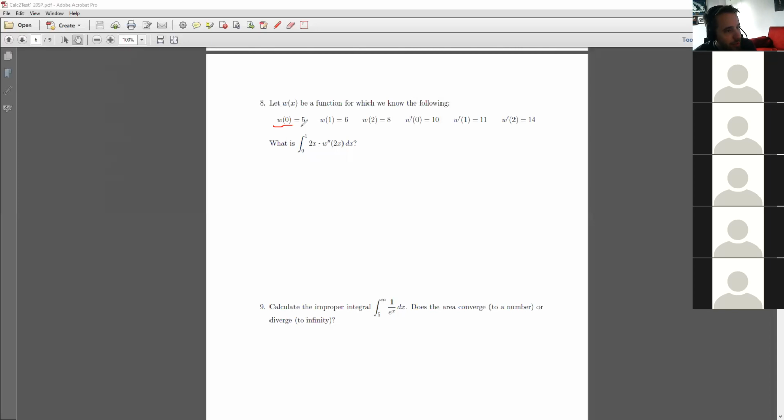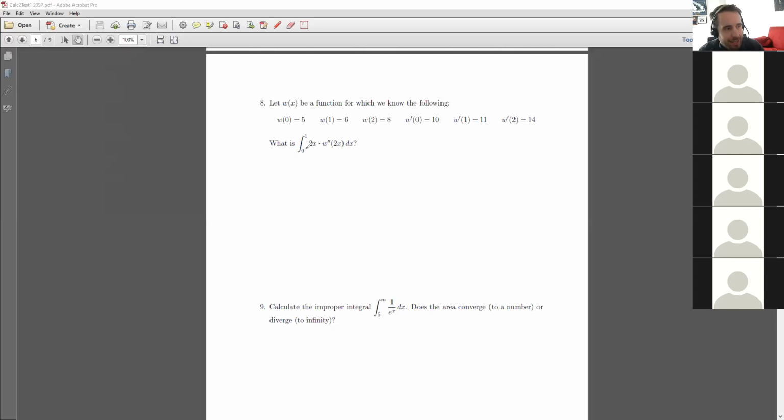Likely involving w's and also w primes. And we're given a lot of information up here. Turns out we're probably given too much information, or more information than we actually need to do this. So what we have here is we're trying to integrate the expression 2x times w prime prime, the second derivative of w, at 2x.